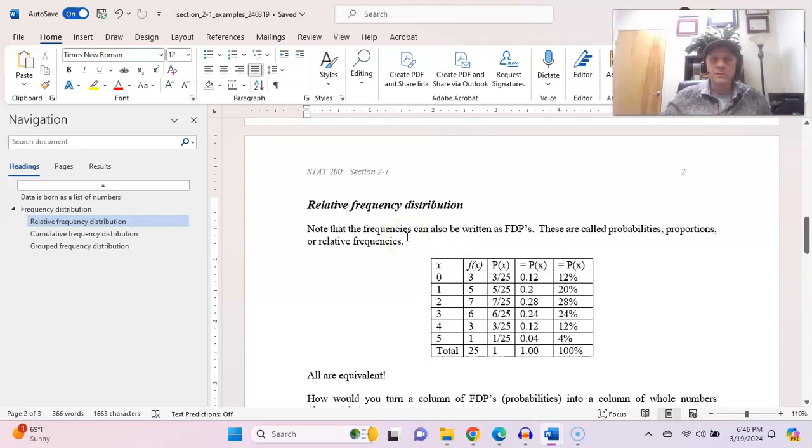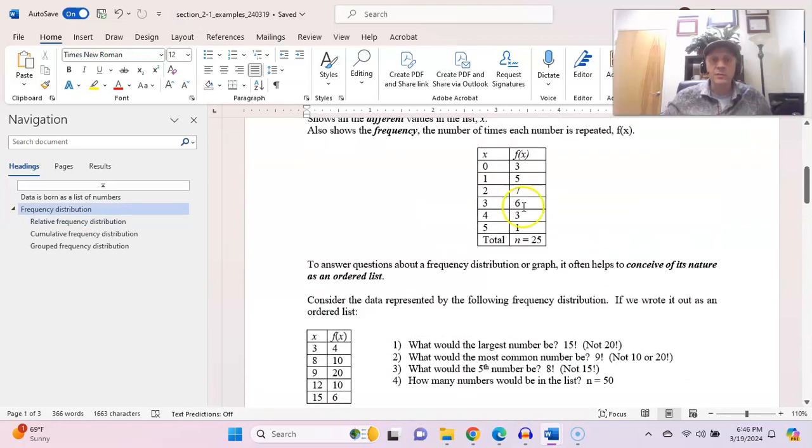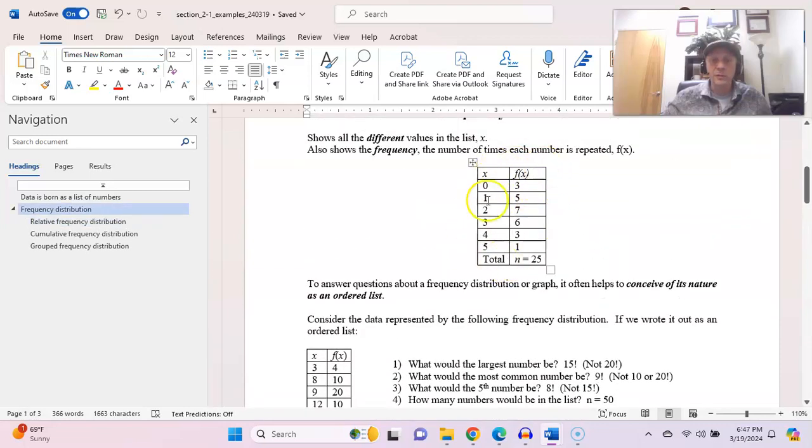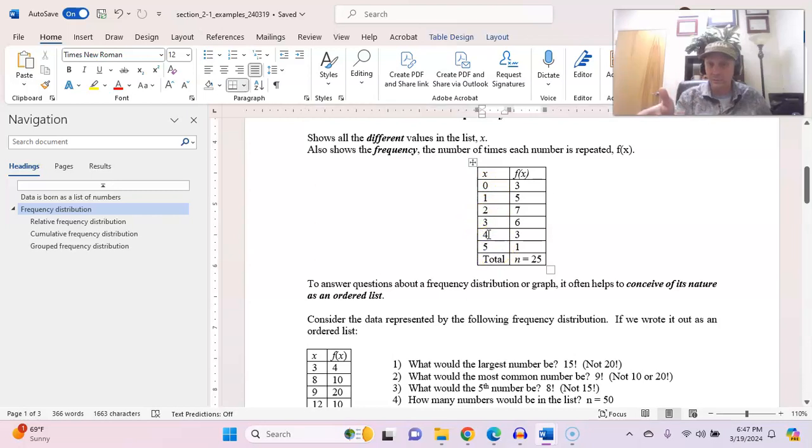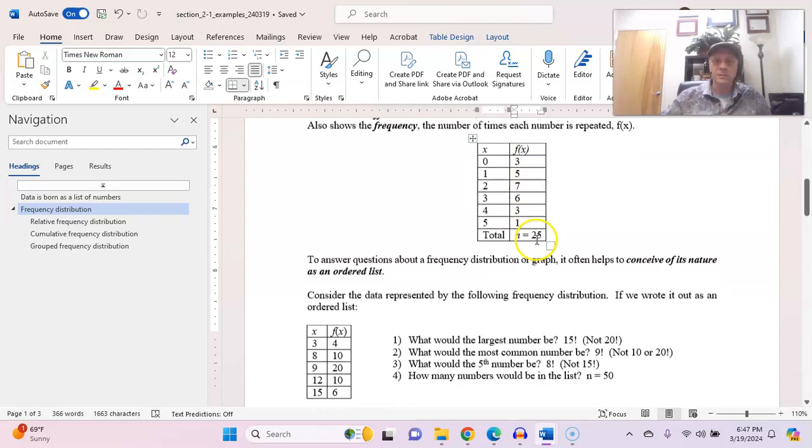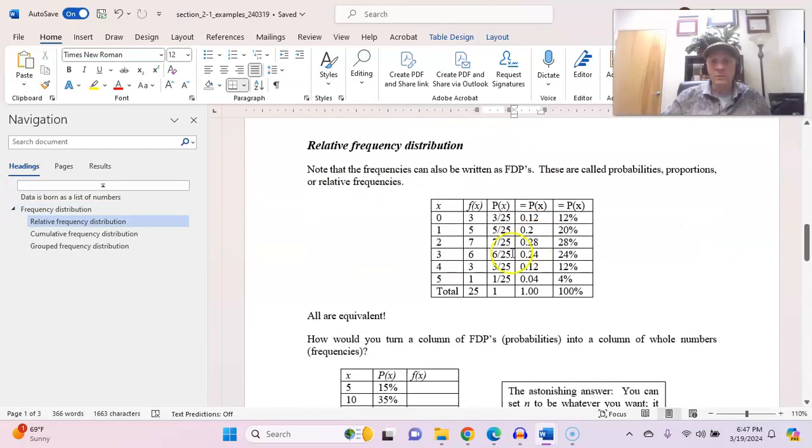Okay, so I want to go back to the example with the children and the families. This was the basic table that we got here. So there were zeros, ones, twos, threes, fours, and fives in the list, which again represent numbers of children, which occur in this number of families: 3, 5, 7, 6, 3, and 1. So those two columns are repeated right here.